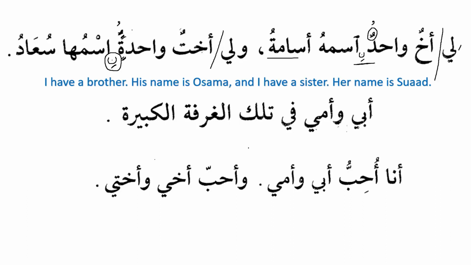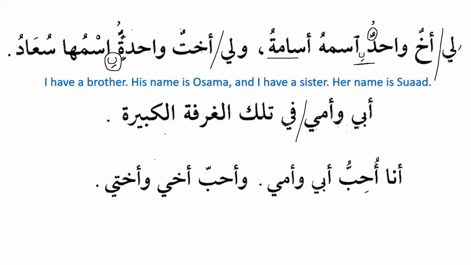I have a brother, his name is Osama, and I have a sister, her name is Suad. Now, the translation in Arabic and in English is slightly different. In Arabic, we can see that there is no full stop over here, but in English, it's better to put a full stop. So we say, I have a brother, his name is Osama, and I have a sister, her name is Suad. Abi wa ummi fi tilkal ghurfa al-kabira.